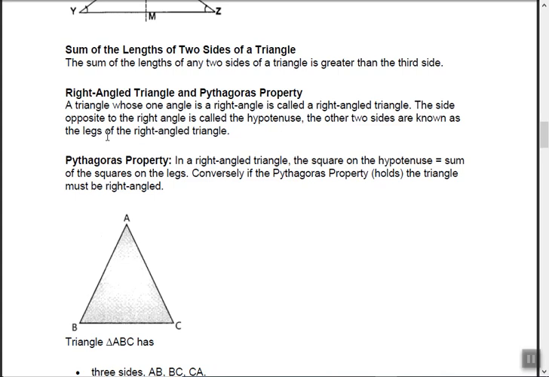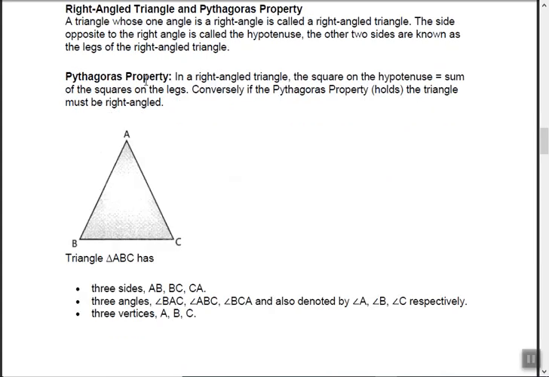Some books call them base and height. Some books call them side 1, side 2. Some books call them leg 1, leg 2. Anything is okay. So what is the Pythagoras theorem? In a right angle triangle, the square of the hypotenuse is equal to the sum of the squares of the legs.